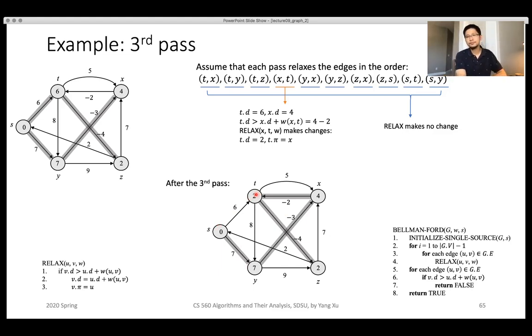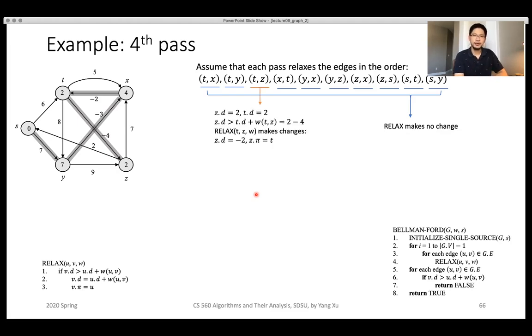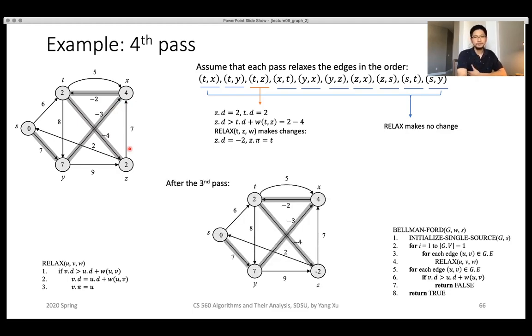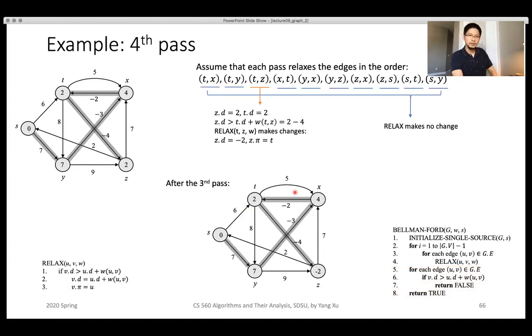Okay. So that's after the third pass. So what if we go through the fourth pass? All these edges will not be updated, and only TZ will be updated when we relax the edge. So the original D of Z is 2, and it's greater than the D of T plus the weight, which is -4. So the new D of Z will be -4, and the new parent or predecessor of Z will be T. Okay, so after the fourth pass, this will be the final view of the graph.